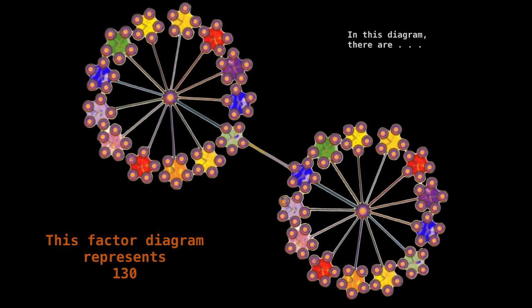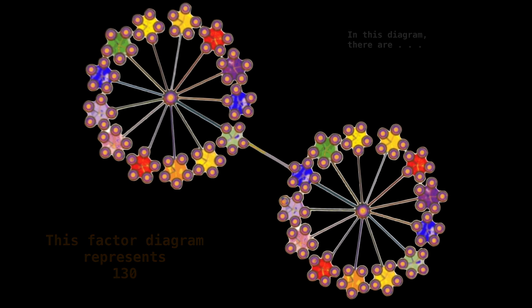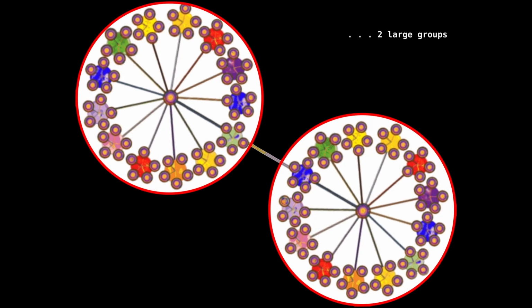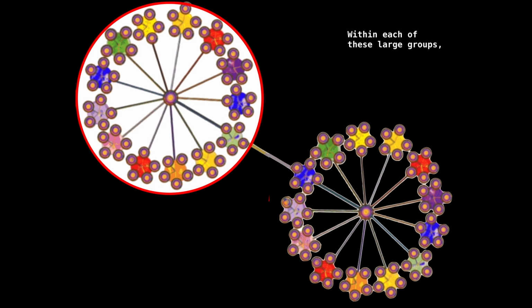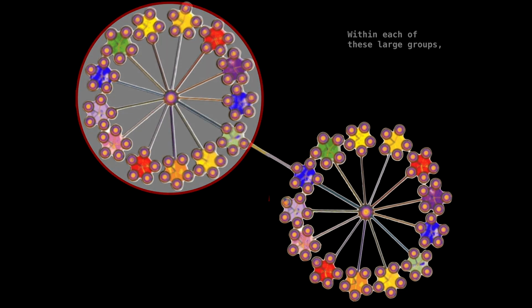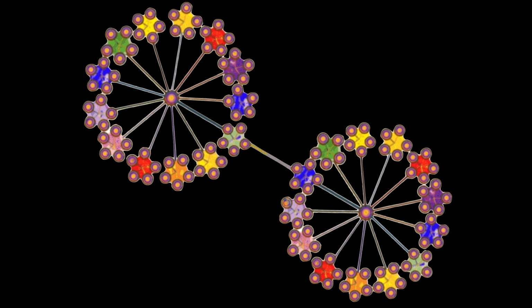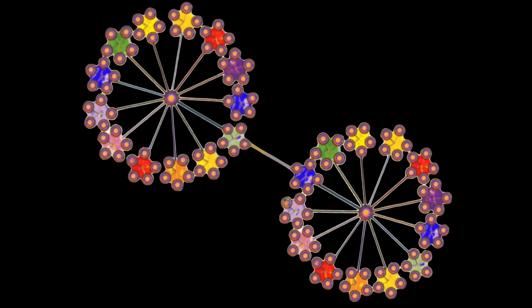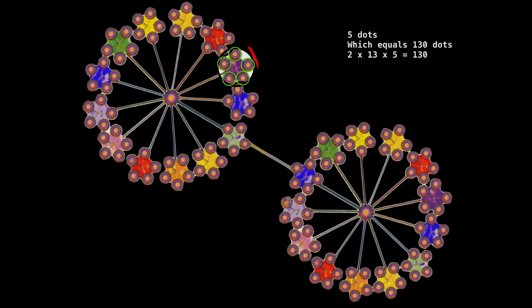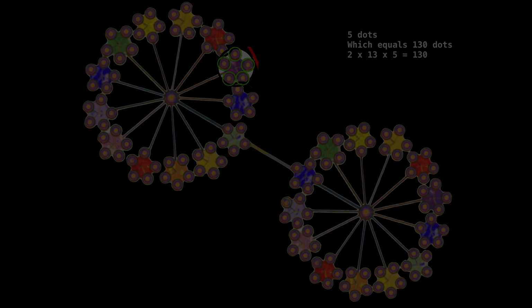But now if you have 3 factors, which is the case for 130, you have to look at groups of groups, so nested groups. So there's 2 groups. Within each of those 2 groups are 13 smaller groups. So that's a nested group of 13 groups within each of 2 groups. Then within each of those 13 groups now are 5 dots. So 2 times 13 times 5 equals 130 dots.